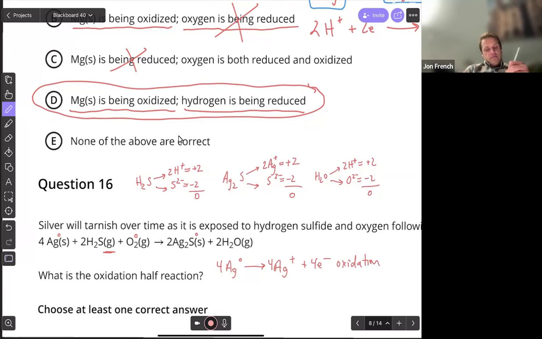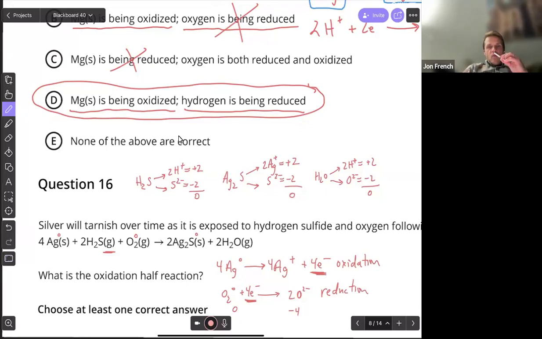Oxygen, I've got 2 oxygens that are 0. I'm going to end up with 2 oxides at -2 each. I need to have the charge on both sides of the equation balance out. So right now I'm 0 here, I'm -4 here. The only thing I can add in would be negatively charged electrons. So for this to balance out, the 4 electrons that I lost here, I can gain those. Oxygen gains those electrons that silver lost. Reduction is the gain of electrons.